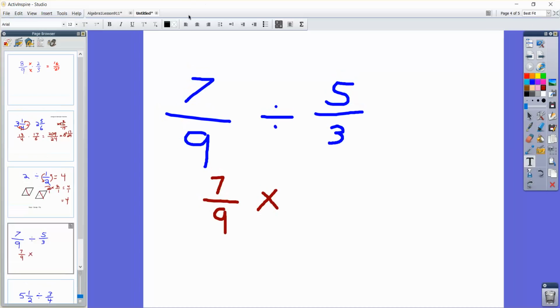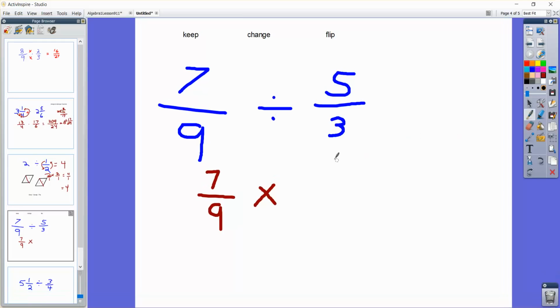Let me put the words up here too, right? Keep. And then we're going to change, and we're going to flip. So we keep the first fraction, we change the operation to multiplication, and we're going to flip the second fraction now, and we're going to go 3 over 5. So you see how here, we don't really divide fractions, we just change them into multiplication problems.